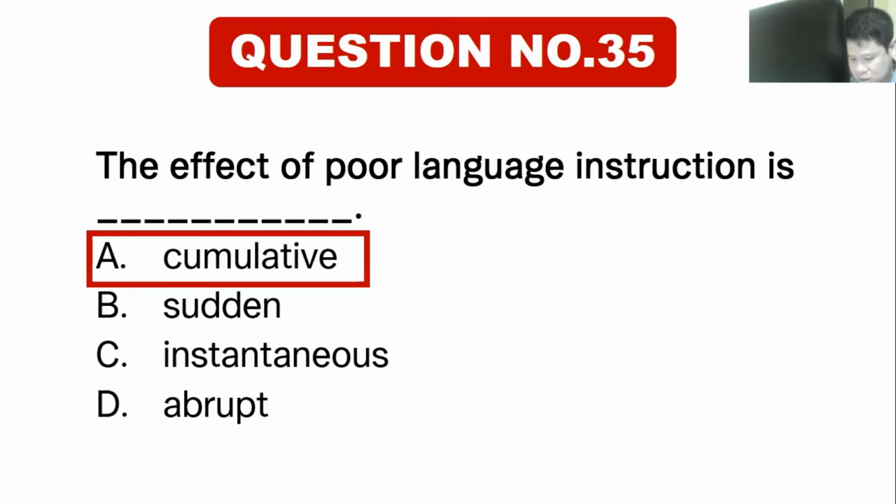What do we mean by this? There is a cumulative effect in language learning loss because of poor language instruction. When you say cumulative, it means the bad effects pile up through time. The negative impact increases as time progresses. That's the meaning of cumulative effect of poor language instruction.